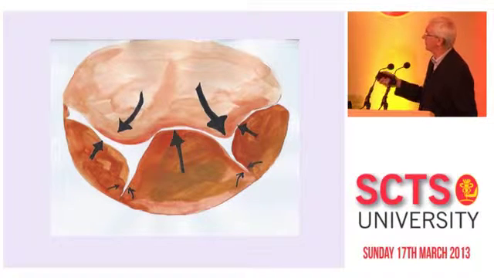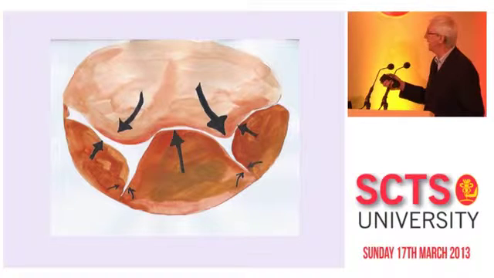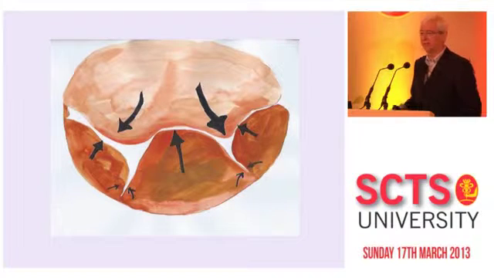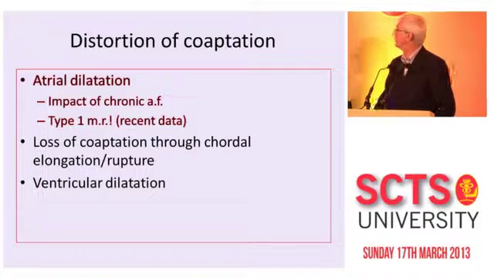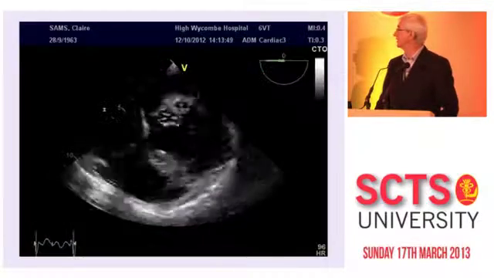And this is the sort of thing I'm thinking of. And if you look at this, this is one of my drawings taken from an embryological drawing. It looks a bit like a Barlow's, doesn't it? And in fact, that's what we're seeing in the congenital formation. So distortion and coaptation is the last thing I want to talk about. And don't forget the atrium and the impact of chronic AF. Type 1 MR data I just recently mentioned to you. The loss of coaptation through caudal elongation and rupture and ventricular dilatation.